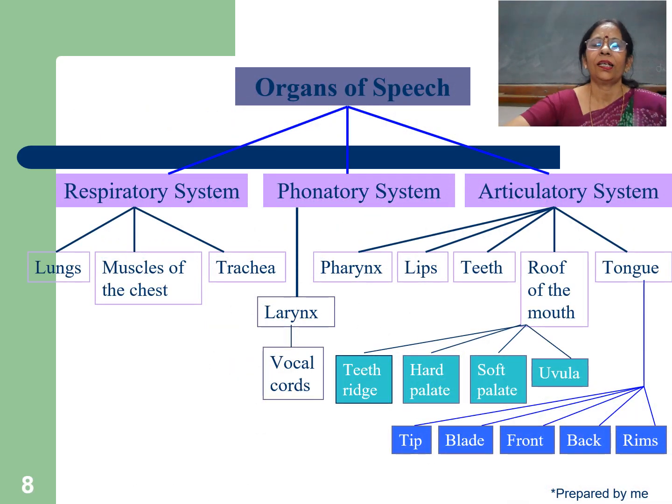Here is the tree diagram representing the three body systems required for production of speech. As we can see, the respiratory system, the phonatory system, and the articulatory system. The respiratory system includes lungs, muscles of the chest, and trachea. The phonatory system includes the larynx, the vocal cords, and the glottis. The articulatory system consists of pharynx, lips, teeth, roof of the mouth, tongue.